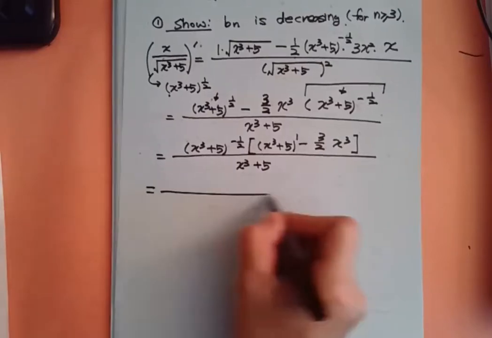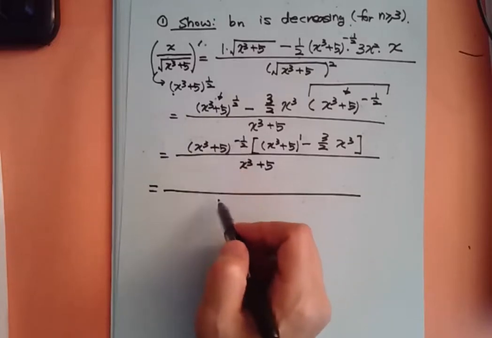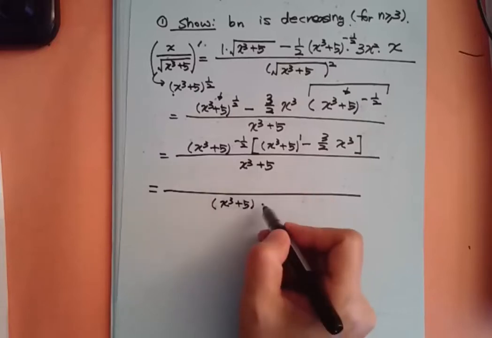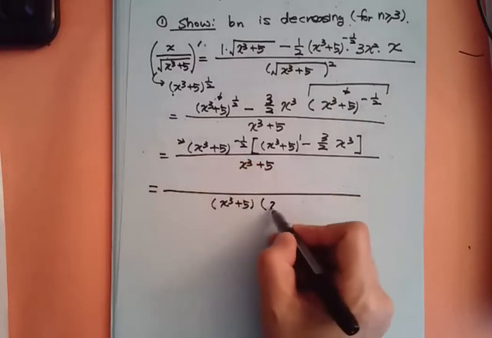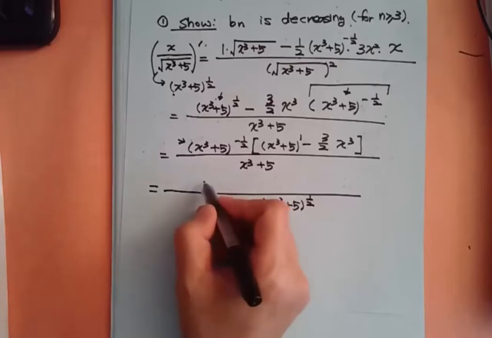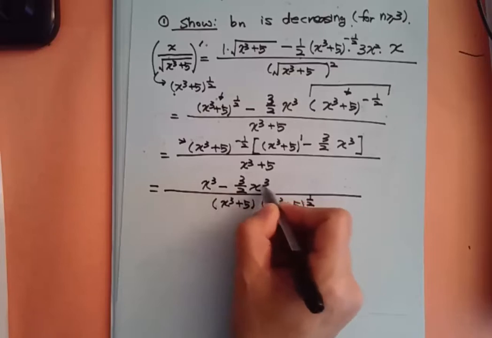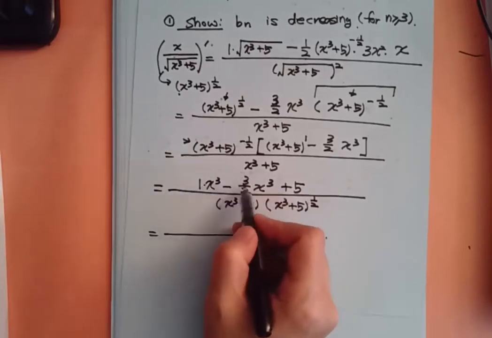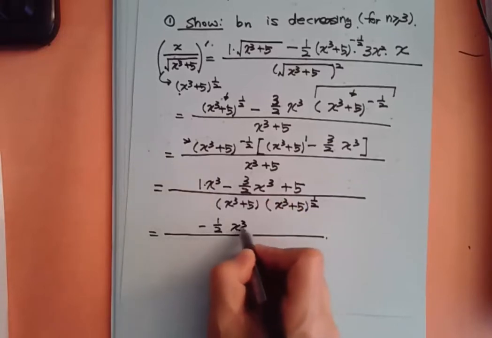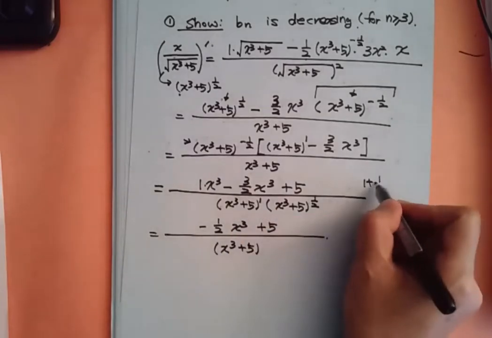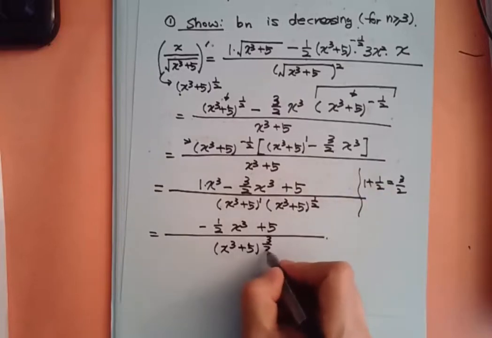All right. If something has negative power, then we can write it in the denominator with a positive power. So x cubed plus 5 goes in the denominator, to the 1 half power, because that is written in the denominator. And then we have x cubed minus 3 over 2 x cubed plus 5, and so 1 times x cubed, right? So 1 minus 3 over 2 is negative 1 over 2, x cubed plus 5. And then the denominator is x cubed plus 5 to the 1 plus 1 half, which makes 3 over 2, right? So 3 over 2 power.